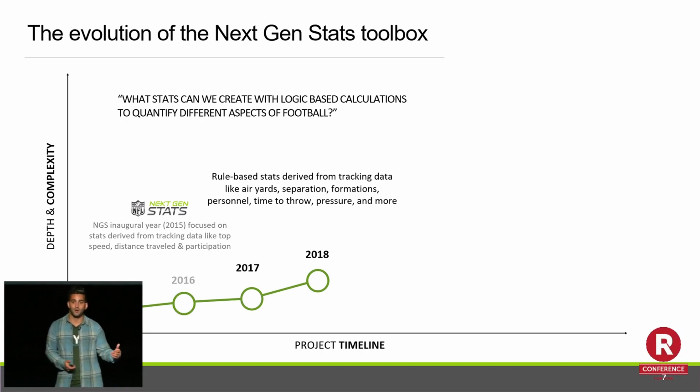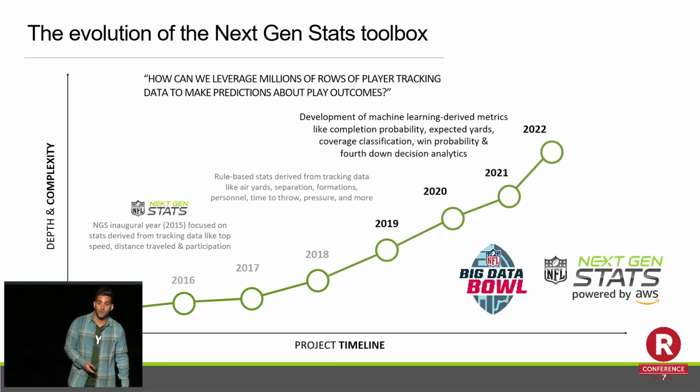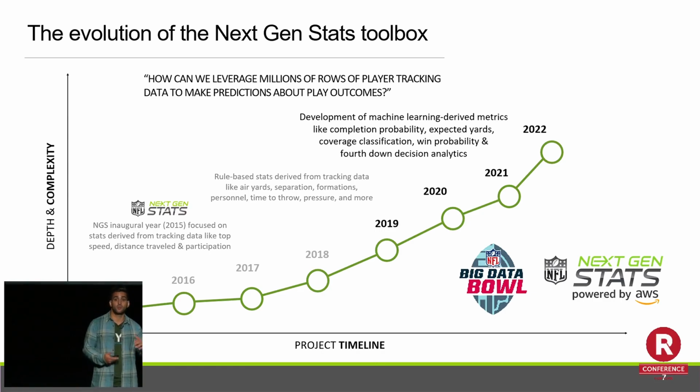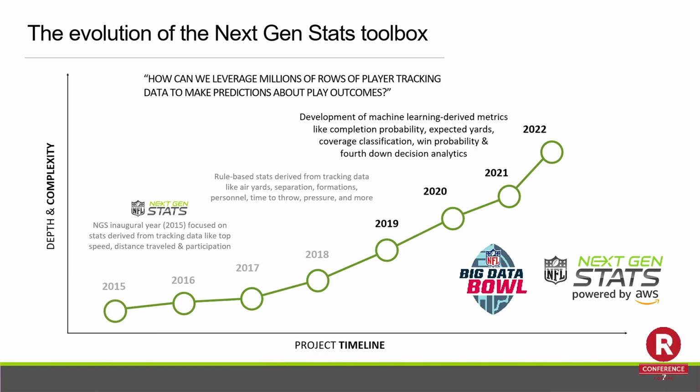All of these stats help us get a lot of more advanced stats without having to need machine learning modeling. But then, over the years, and especially with the help of the open source competition, the Big Data Bowl, we have dived into a much more advanced set of statistics that cover a variety of different aspects of the game of football. So what we started with was speed and distance. Now we have measures like completion probability, expected yards, coverage classification, win probability. We can even say whether or not a team should go for it on 4th down.